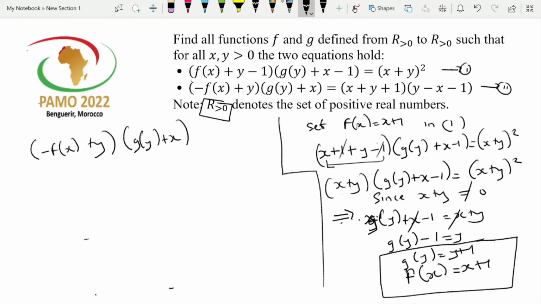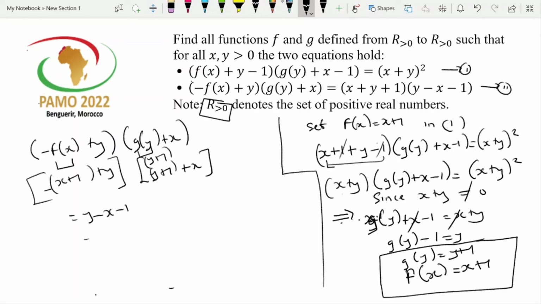If we use our solutions, we know this is minus x plus 1 plus y. We know this is y plus 1. This is y plus 1 plus x. And when you simplify, this is y minus x minus 1 into x plus y plus 1, which actually equals the right hand side. So the function actually works.